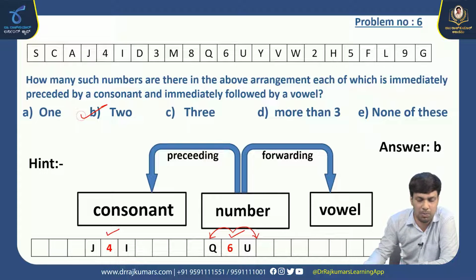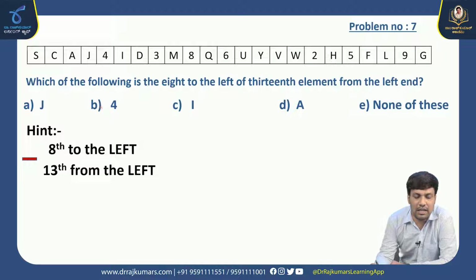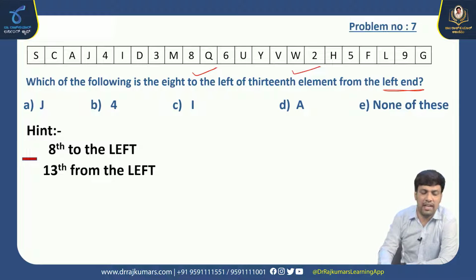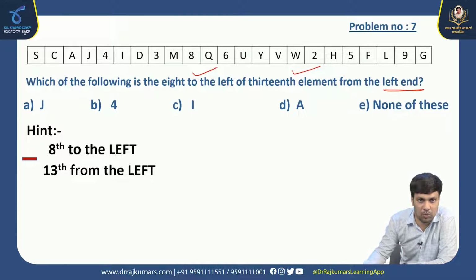Right. Moving on to our next problem. Which of the following is 8th to the left of 13th element from the left end? The options are J, 4, I, A and none of these. Here the requirement is that you need to search for the element which is 8th to the left of the 13th element from the left end. As we know, left end means moving from left to right direction. Hint: 8th to the left and 13th to the left, right?